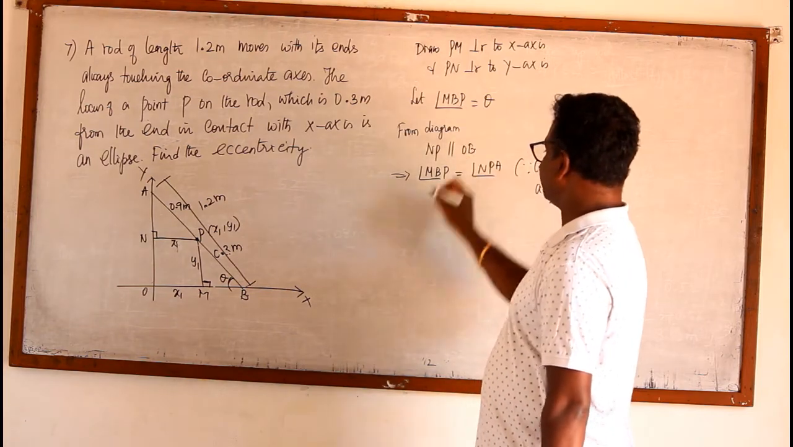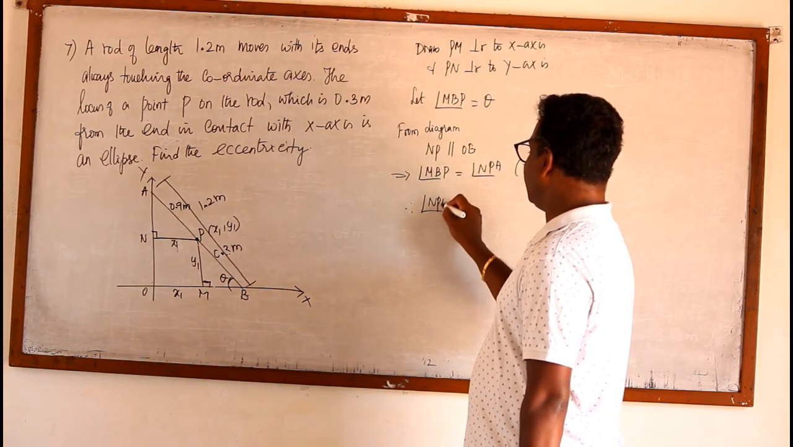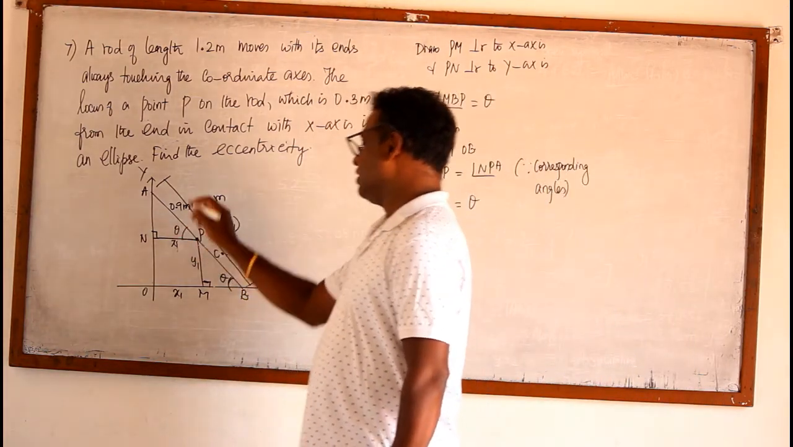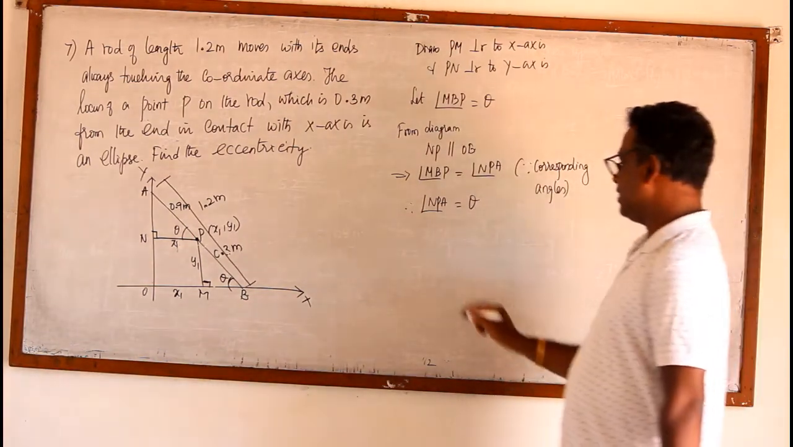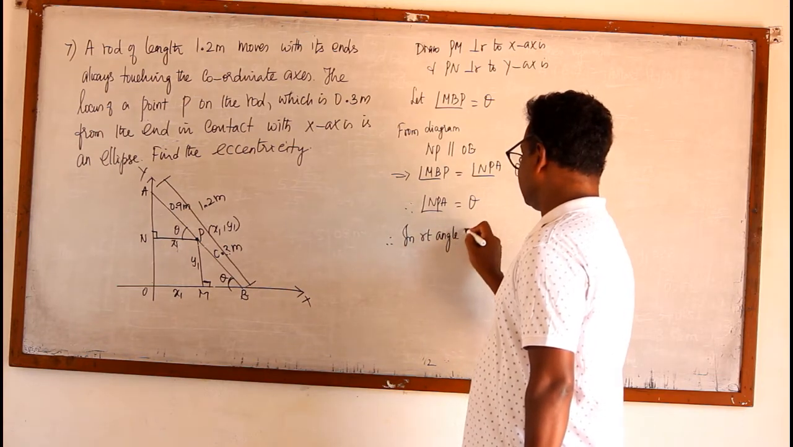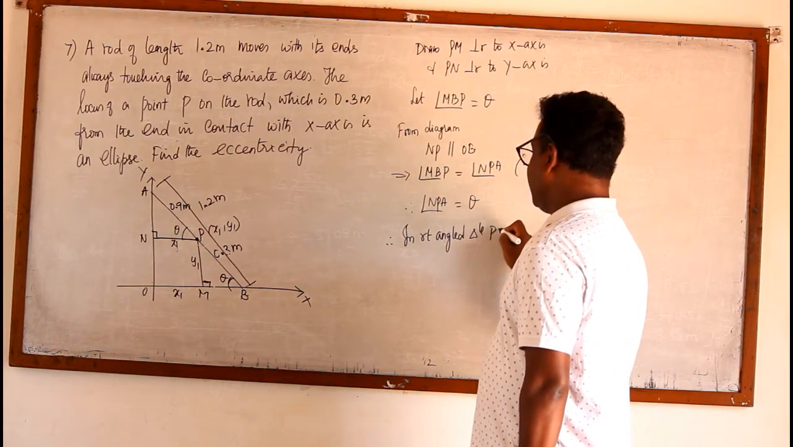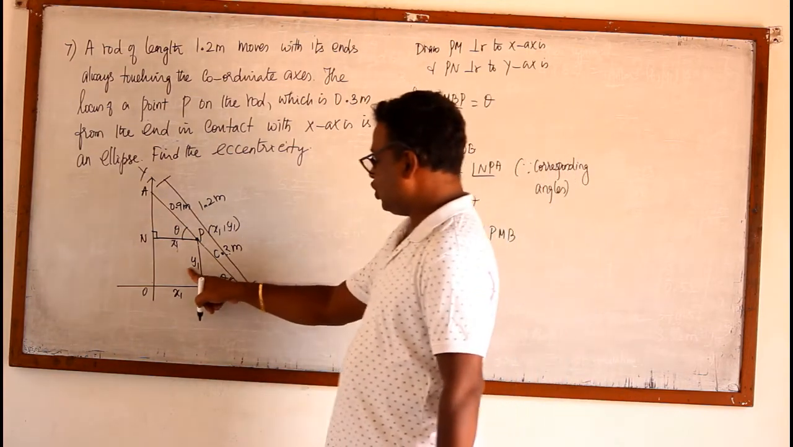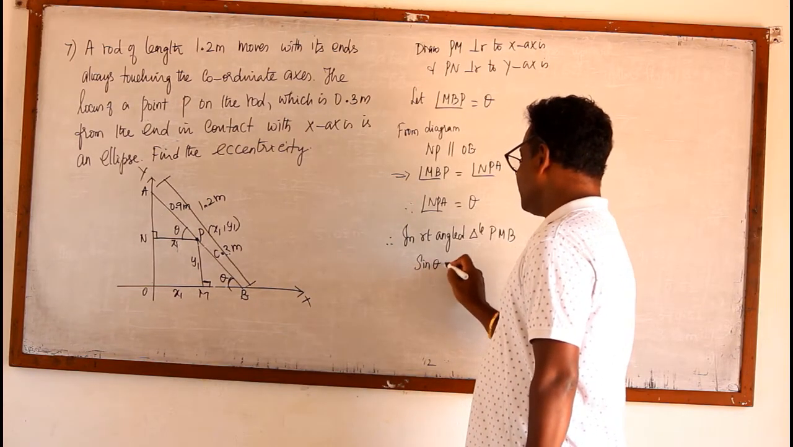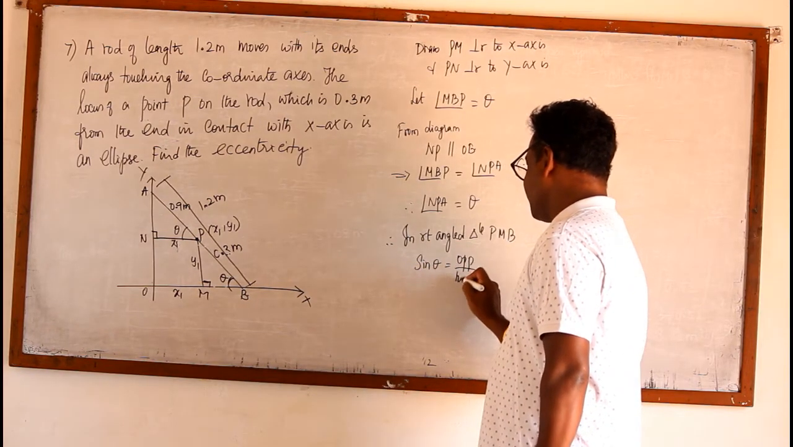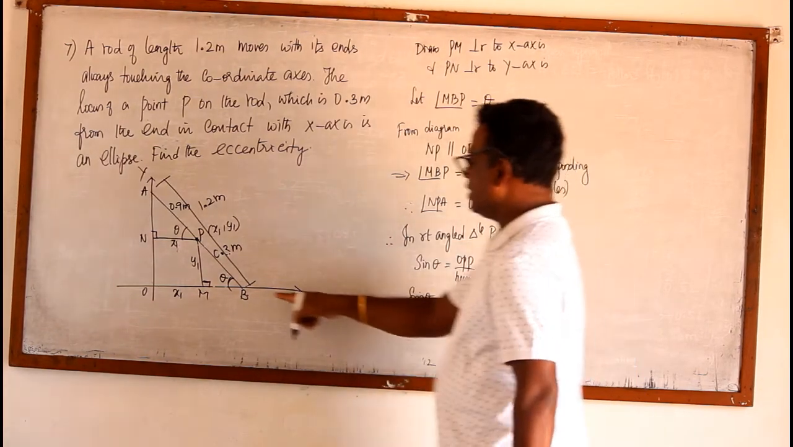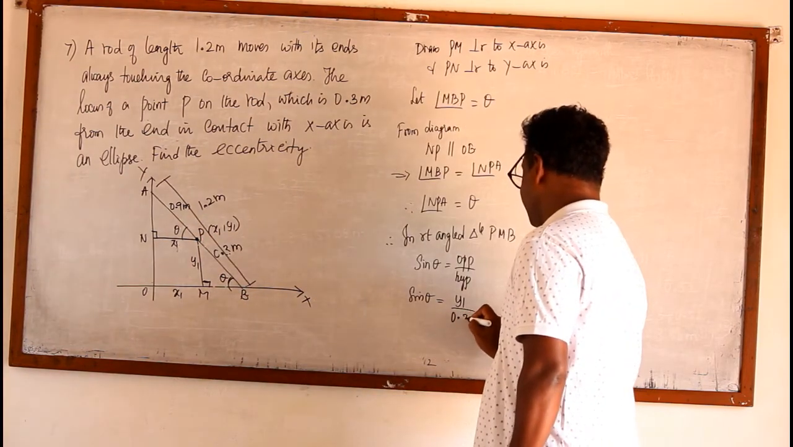Therefore, we kept NBP as theta, but angle NPA is also theta. So, this is also theta. Now, am I having two right angle triangles? So, in right angle triangle PMB, am I having y1? Y1 is the opposite side of this theta. So, shall I find the sin theta? Sin theta is opposite by hypotenuse. Sin theta can be written as y1 by hypotenuse, which is 0.3.